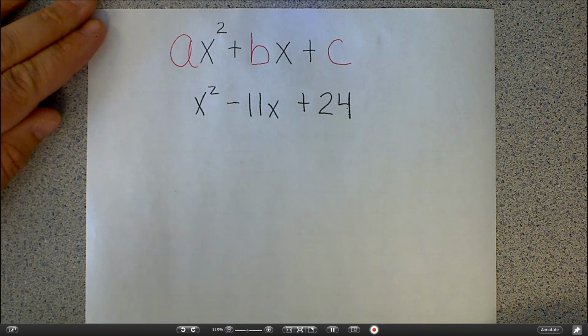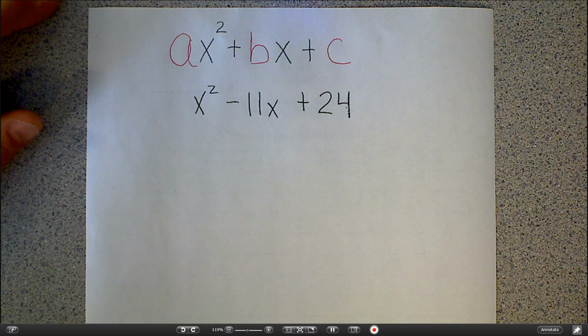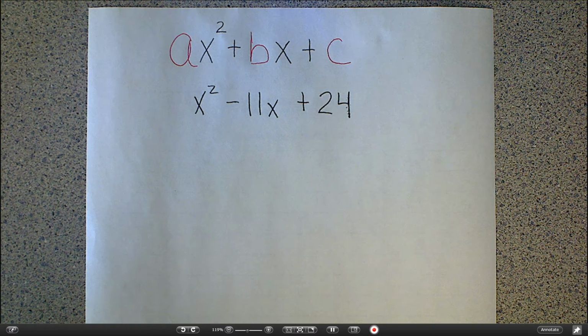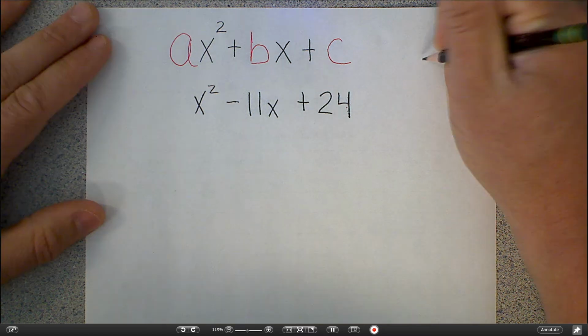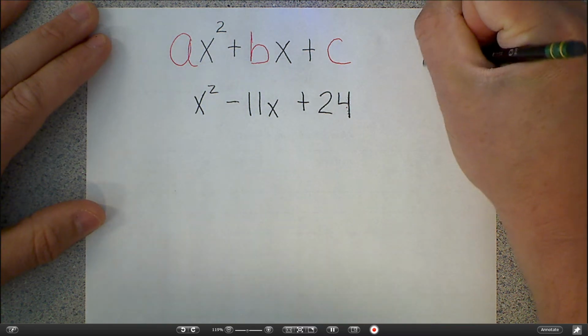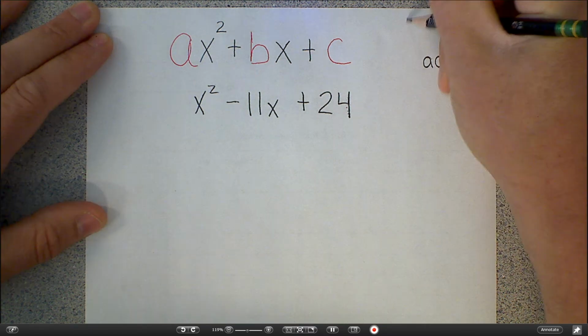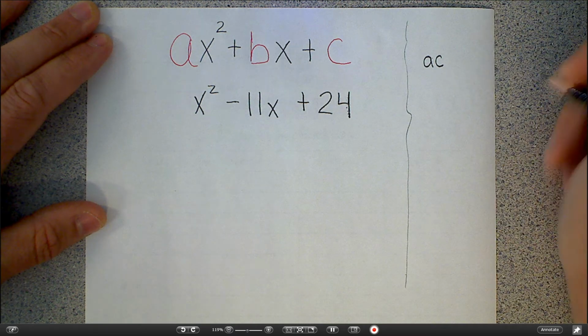As we can see, there are no greatest common factors that we can just factor out. So we're kind of stuck unless we know this process. Okay, the first thing that I do is I multiply the values of a and c. And I do this work off to the side. This is kind of like my scratch work area.